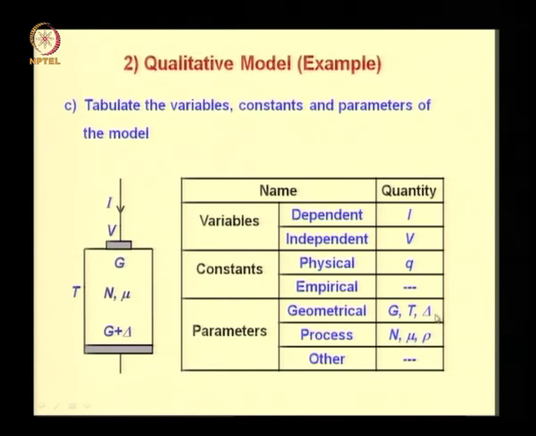Now parameters which cannot fit into either geometry or process are normally called other parameters. In our case, there are no other parameters. So when we talk about parameter extraction, we are talking about extraction of geometrical and process parameters. Please understand that we are not talking about extraction of constants.